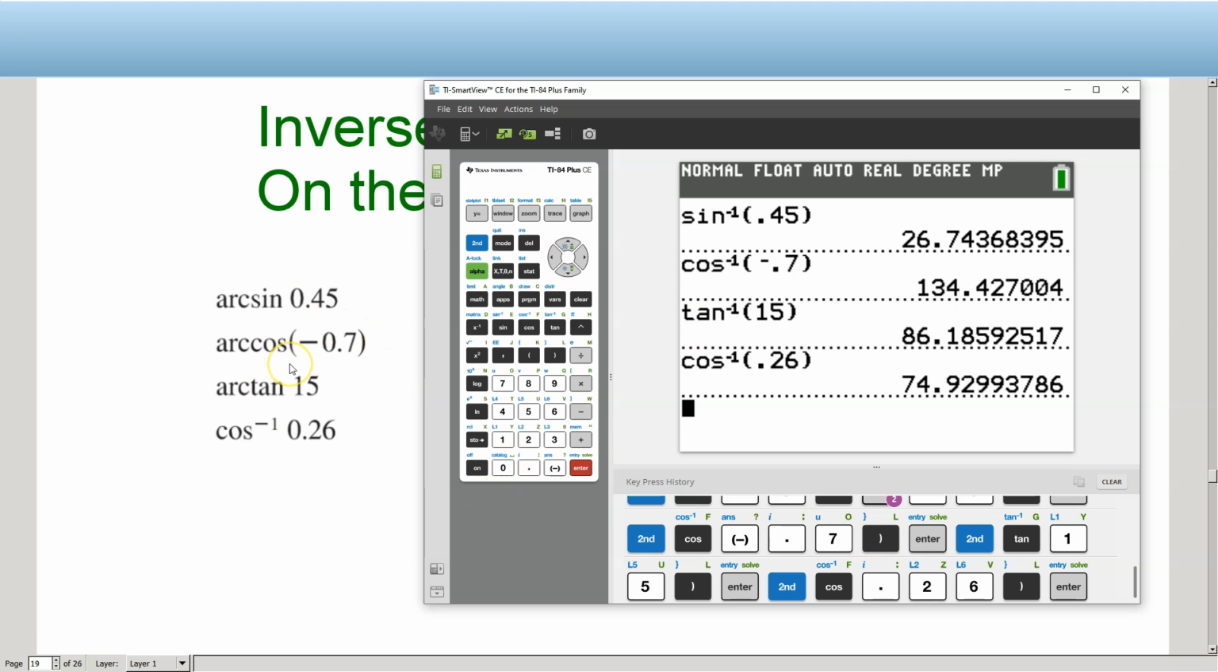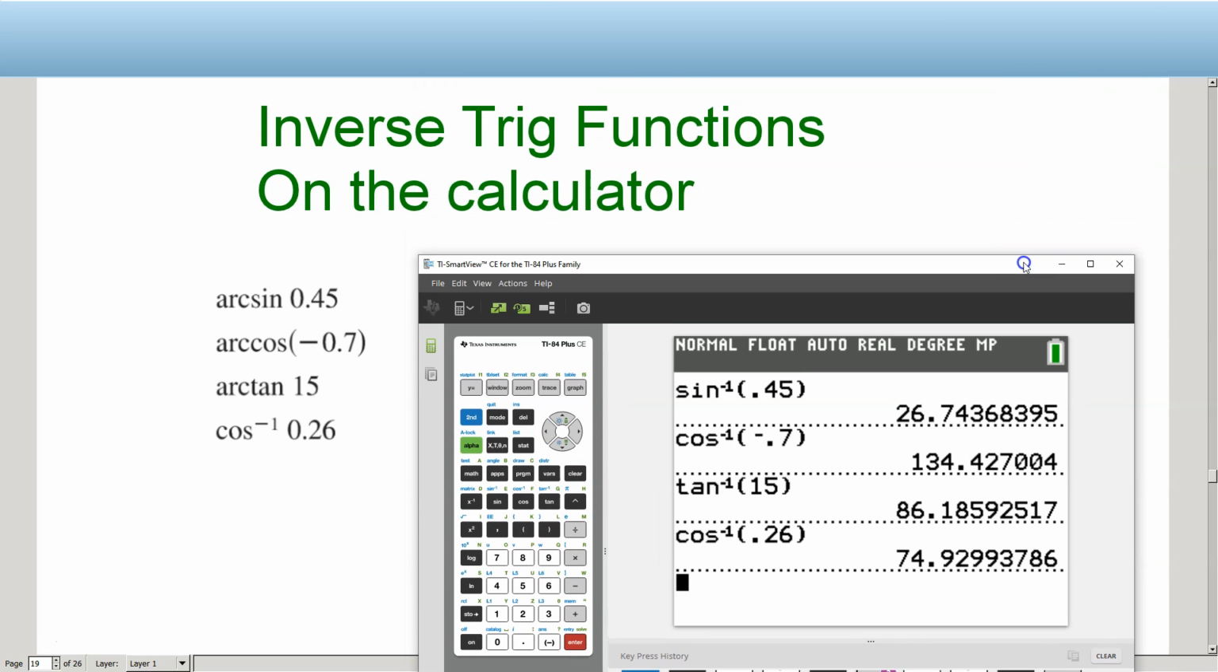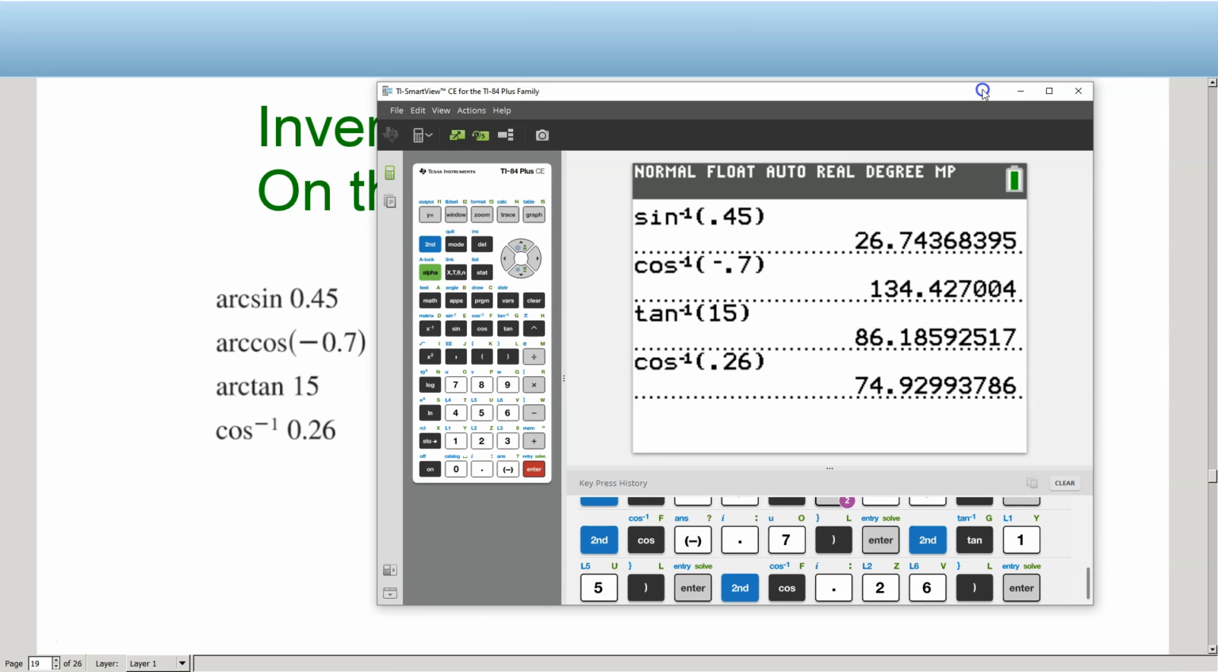So if you have to make approximations of these, this is where you have to use a calculator if you're not given something that you know is on the unit circle. Right? So make sure you know where those buttons are, make sure you know how to use it. And that's all for using your calculator with inverse trig functions.